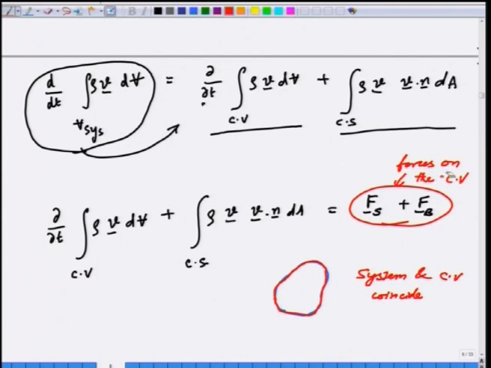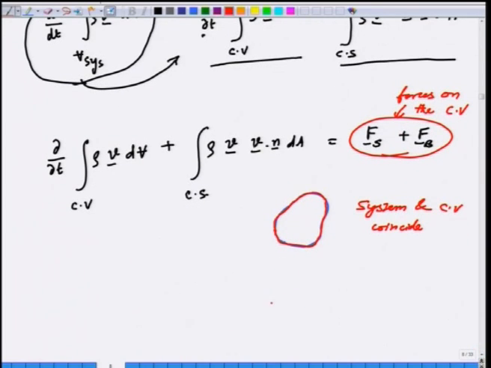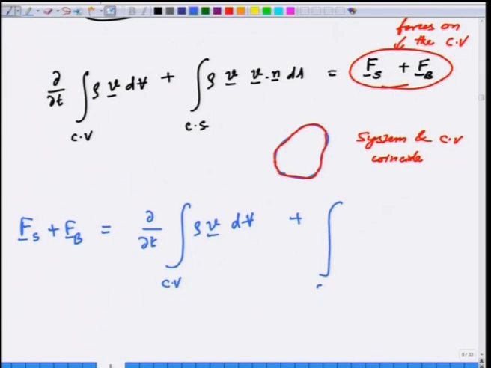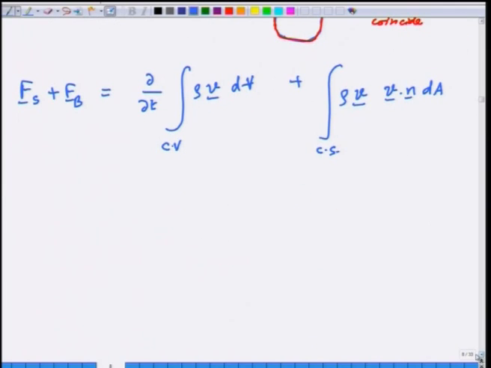So, we are now able to obtain a version of Newton's second law for a control volume. Essentially what we have is F_S plus F_B, the sum of all surface and body forces, is equal to d/dt of the integral of rho V dV plus the integral over the control surface of rho V V dot n dA. So, this is the general form of the integral momentum balance.